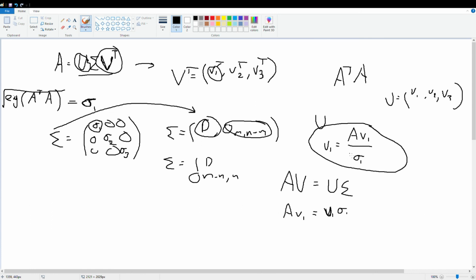I may upload an additional video, which I'll link in the description, of me calculating a singular value decomposition. It'll probably be on paper, and what that looks like.